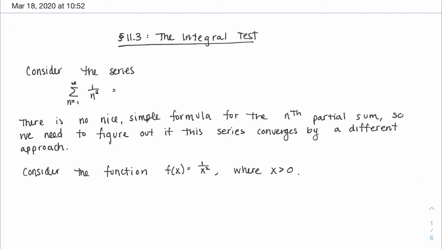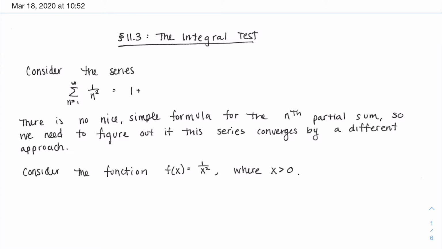So what happens if that general term goes to 0, but we still don't have enough information or can't find a formula for that partial sum? What we're going to do is walk through an example. We're going to consider a specific series, and we're going to look at the sum from n equals 1 to infinity of 1 over n squared.